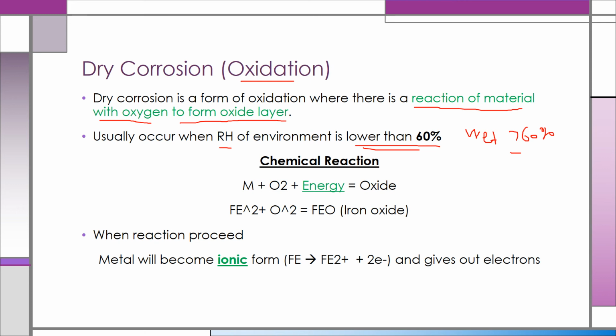And the chemical reaction is as follows. The metal reacts with the oxygen plus the energy and will turn into oxide. So for the reaction to proceed, the metal will actually become ionic form, whereby it gives out electrons and reacts with the environment.